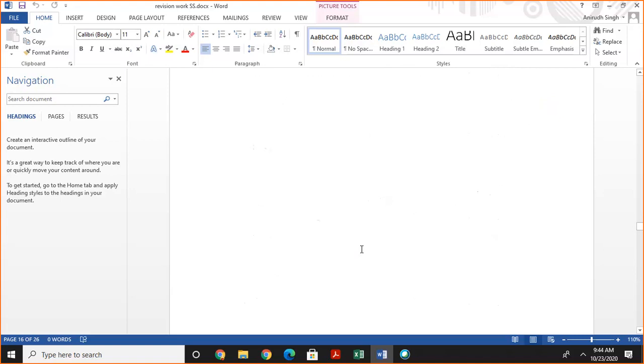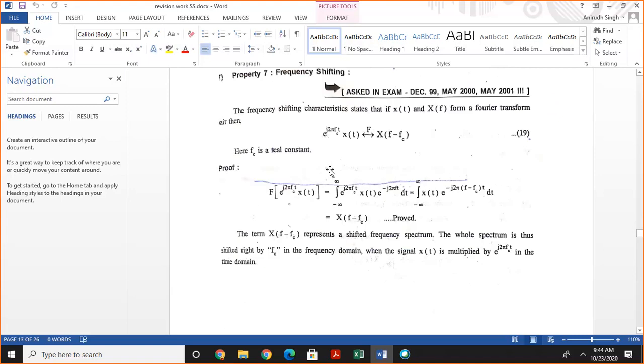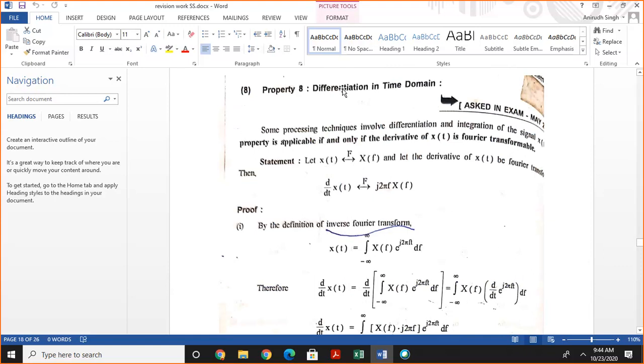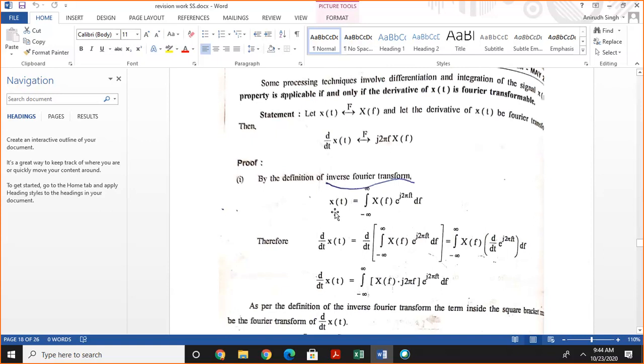So we can say that if exponential j 2 pi f naught t is multiplied with the original signal, then the whole spectrum is shifted to the right side by fc in the frequency domain. If the signal is multiplied by exponential j 2 pi fc, then in the frequency domain we get a shift by fc, and with the negative exponent we get minus fc.